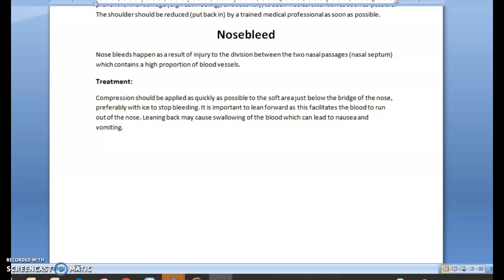During this class, we have looked at three injuries. We have looked at the knee injury, we have looked at the shoulder injury, and we have looked at the nosebleed. These three injuries are coupled to the prevention and treatment of injuries, and specifically part 3.